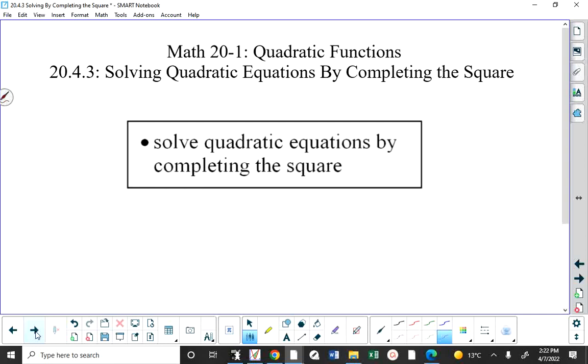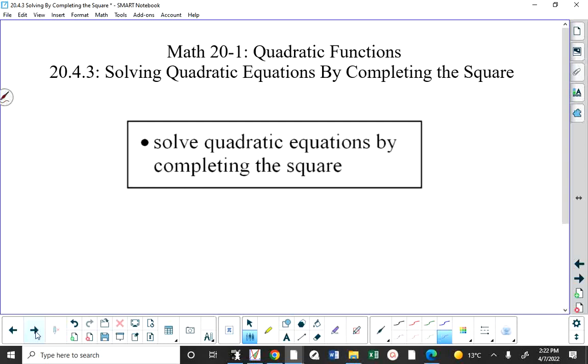So in the end, everybody, I'm going to tell you that at the end of the unit, there are going to be 4 ways you can solve a quadratic equation. Graphing, completing the square, factoring, or using something called the quadratic formula.